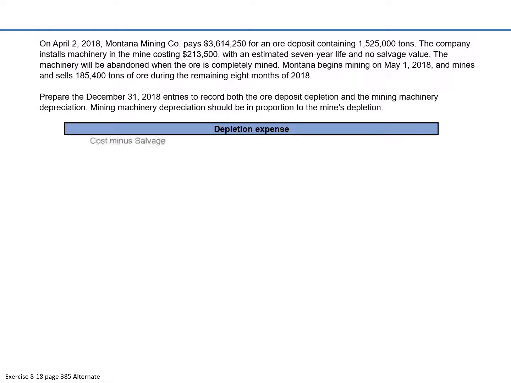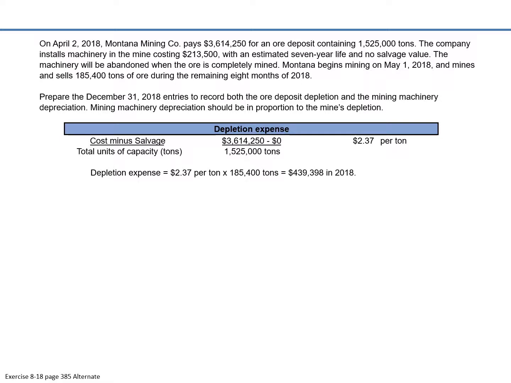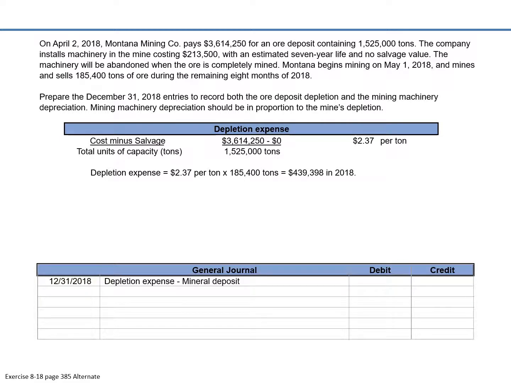All right, so our depletion expense is cost minus salvage divided by units of capacity: 3,614,250 minus 0, divided by 1,525 tons, which is $2.37 per ton. Depletion expense is $2.37 per ton times 185,400 tons, for a total depletion expense of $439,398 in 18. So we're going to record depletion expense for the mineral deposit, and accumulated depletion for the mineral deposit.